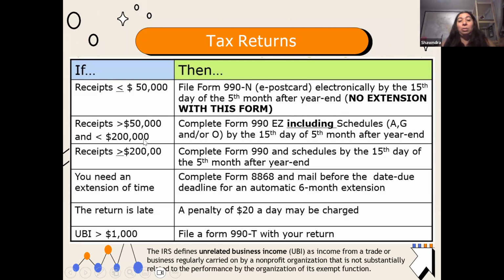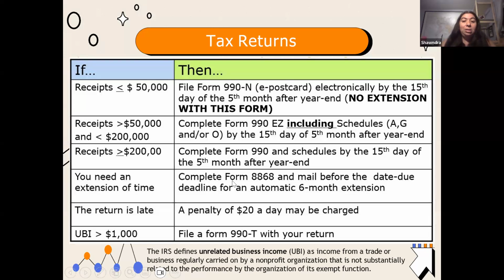Now, if you make between $50,000 and $200,000 a year, then you'll complete the Form 990 EZ, which includes schedules A, G, and or O by the 15th day again. These schedules, it'll tell you right on the IRS website what needs to be included. I think it's usually just your financial report, but it'll explain to you exactly what's on there. If your PTA makes more than $200,000, you'll need to complete the Form 990. And again, that is due by the 15th day of the 5th month after your year end.